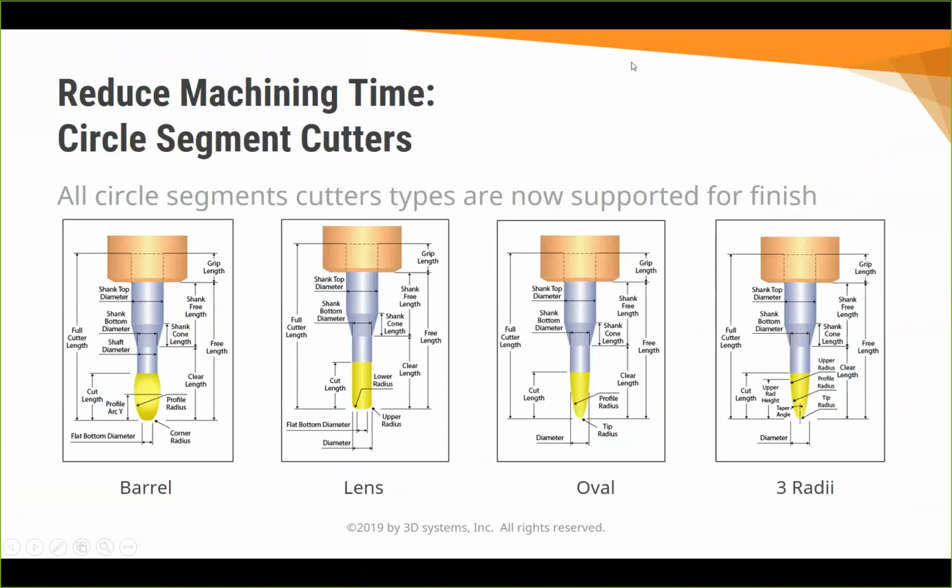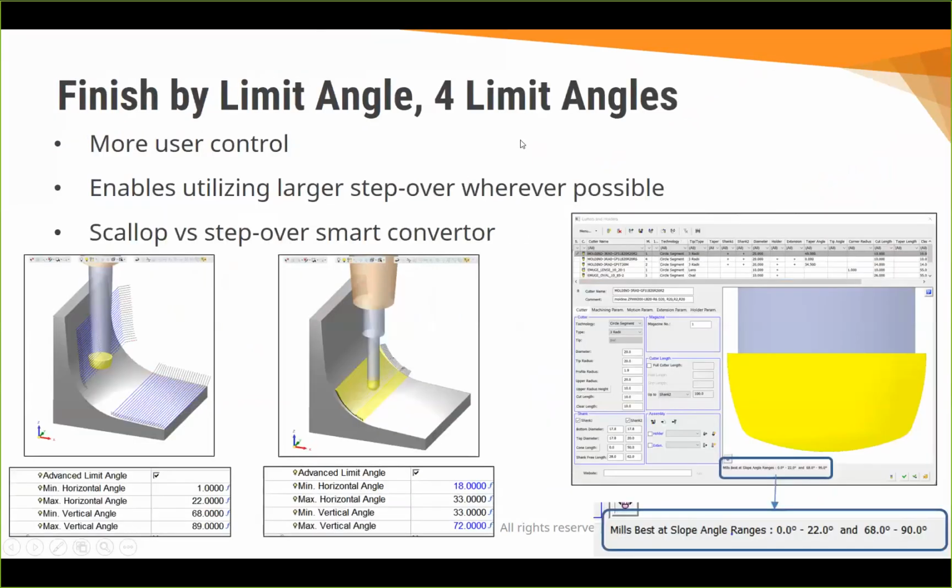Next one is the circle segment cutters implementation. We have in 15 completed all the implementation of all kinds of circle segment cutters available: the barrel type, the lens type, the oval type, and the 3 radii type, new in 15. In order to utilize the 3 radii cutter shown here in the right picture, we see it has a big radius on the walls and on the floor and some connecting radius which is rather small.